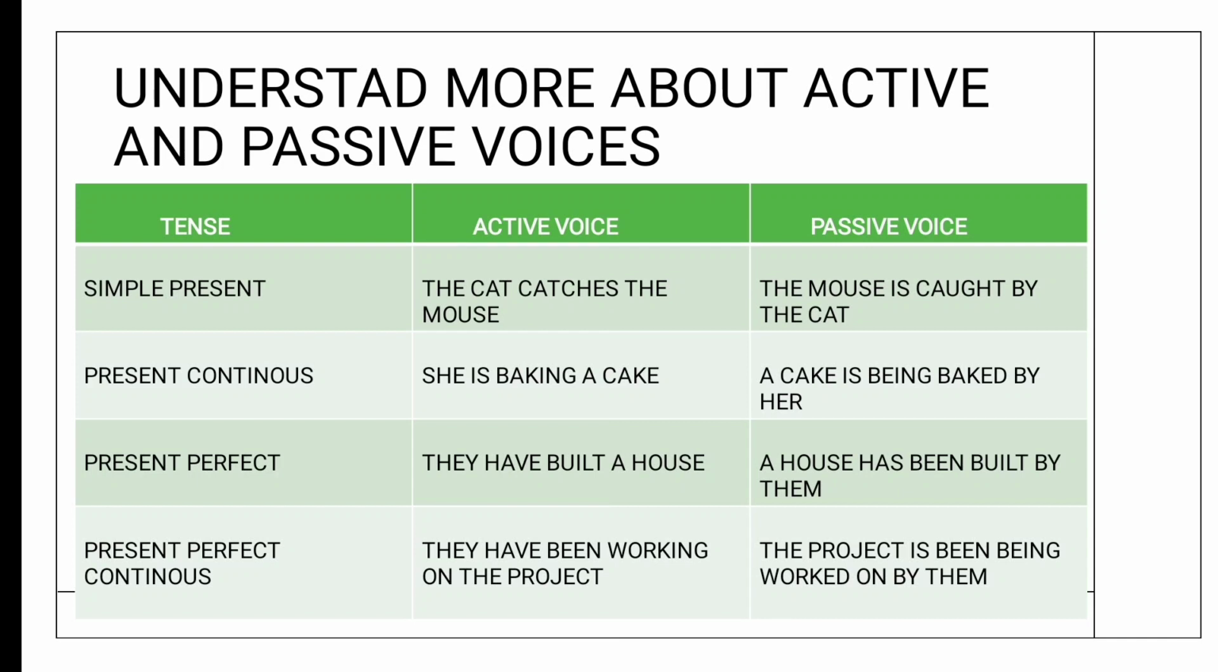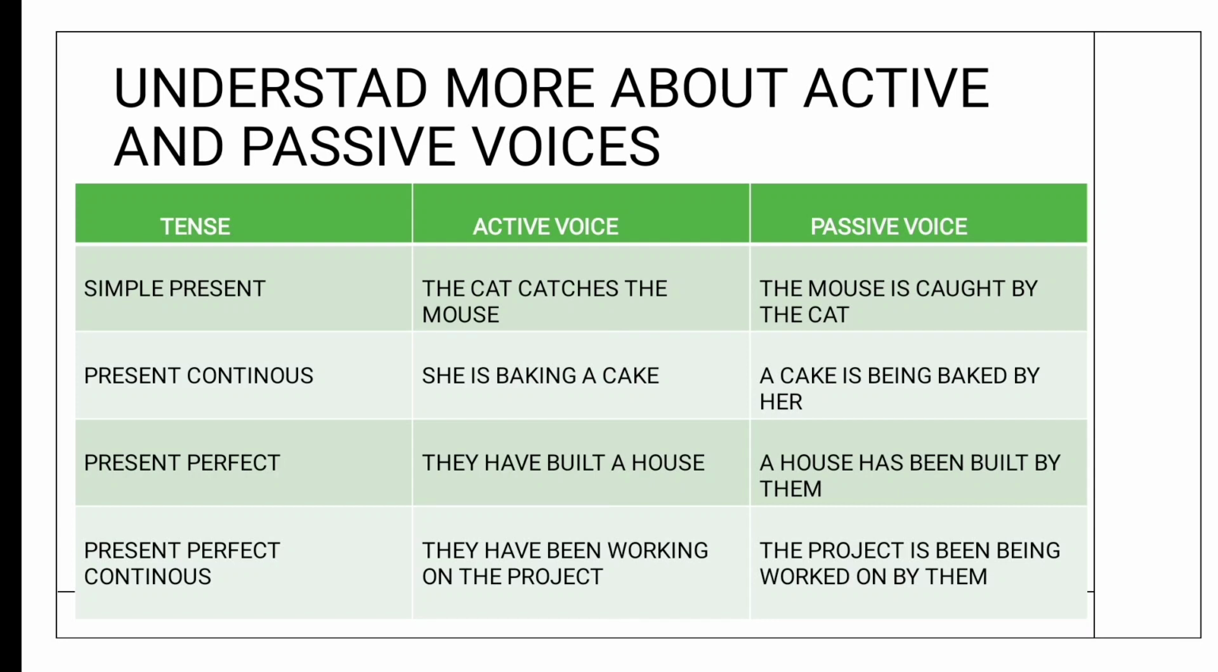So here we are mainly emphasizing the word project, which is the object, which is receiving the action in the passive voice. I hope it is clear how to convert present tense sentences into passive voice.